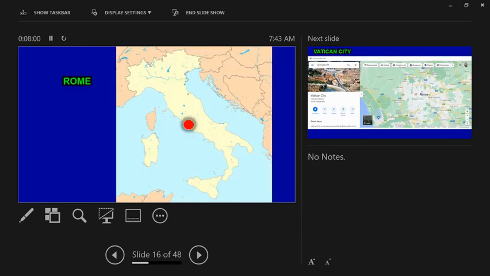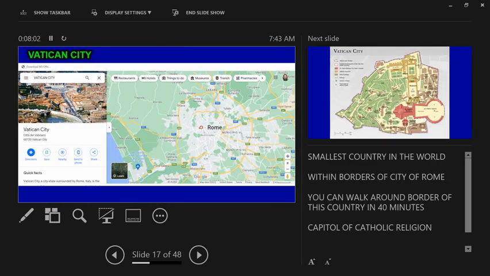All right, we're going to move on to Rome, and we're going to move into the Vatican City. You ever heard of the Vatican City before? Smallest country in the world. That is correct. All right, and the country of Vatican City is within the city of Rome. You see that little red almost circle inside of Rome. That is Vatican City, the country. It is the capital of the Catholic religion.